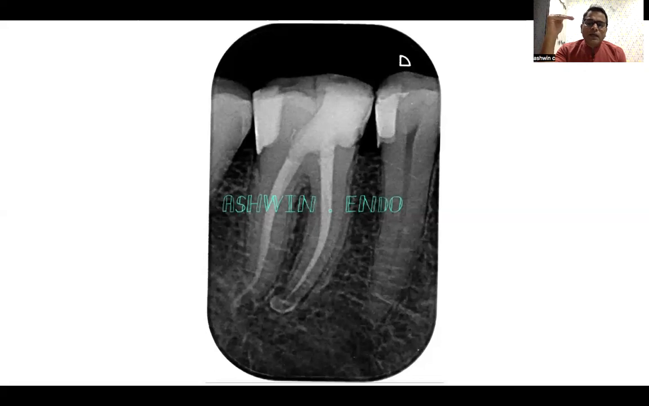And this is what we are trying to get in the conservative access preparation. A little more soffit will also add a lot to the strength, so fracture resistance will increase. Okay. So, stress to success.